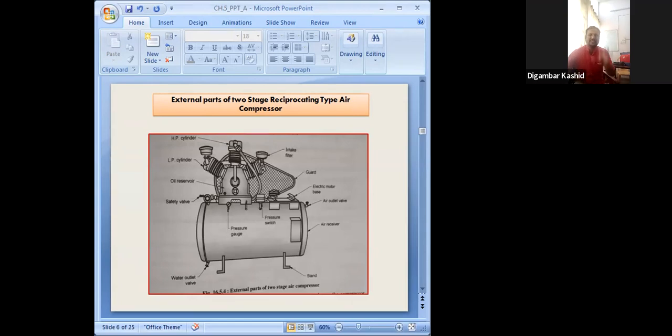This type of air compressor we have seen in many stores, in automobile stores also. And at our workshop also we have this type of two-stage reciprocating type air compressor. Getting it?